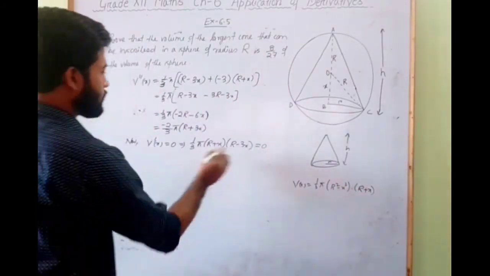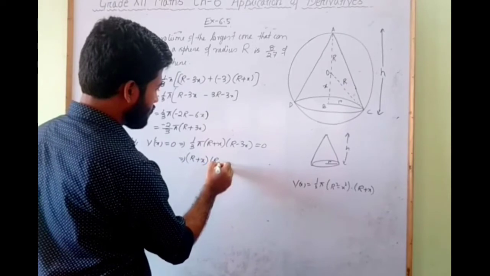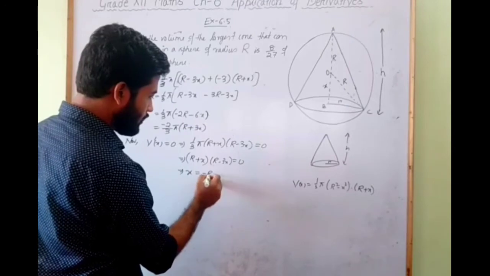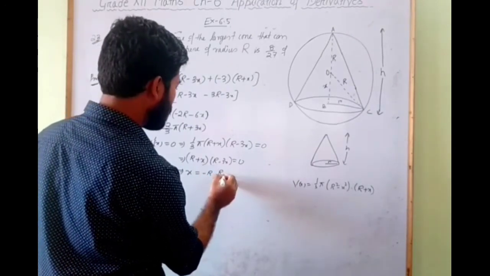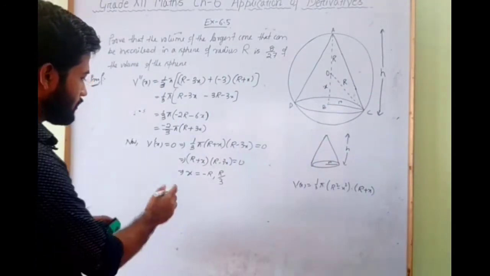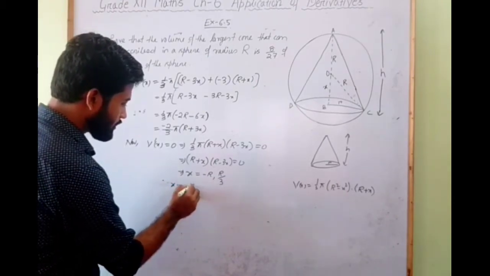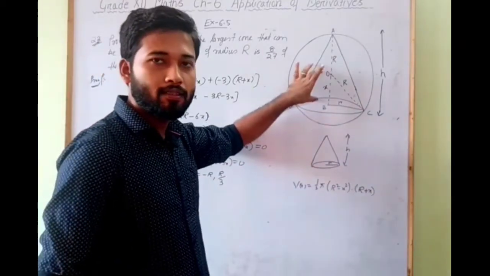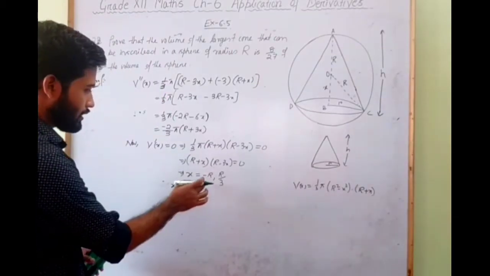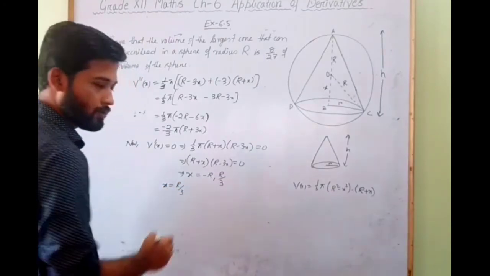So if that is equal to 0, from there I can write (r + x)(r - 3x) = 0. So we have two conditions: either x equals -r or x is equal to r/3. Fine. So you have two options. The first thing is, can x be -r? What is x? x is a distance and r is a radius, so it cannot be negative. So this value fails. So we have a critical point, that is x = r/3.